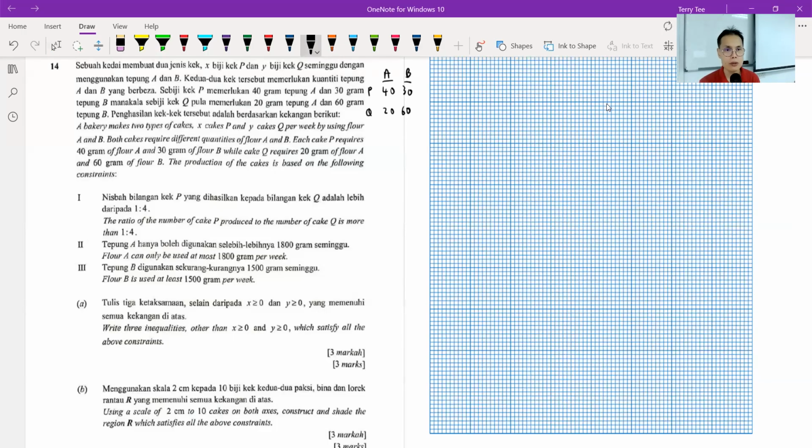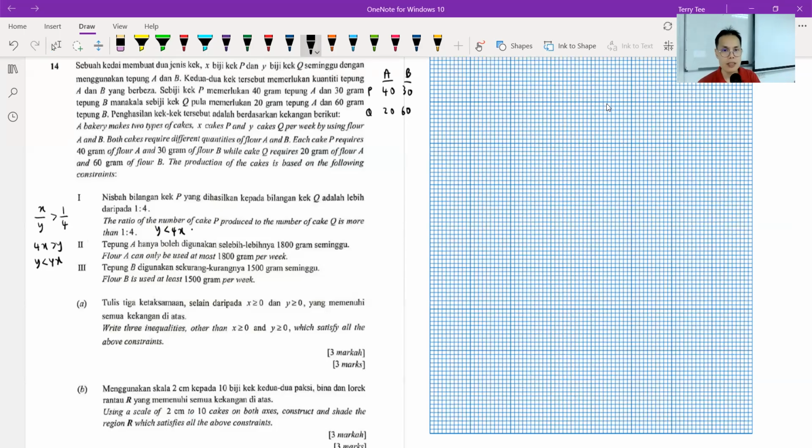So what we can do is write like this. Cake P is x, cake Q is y. Rather than writing in ratio form, write in proportion. Remember, proportion is two equivalent fractions. And this must be more than 1/4. So when we cross multiply, we say 4x is more than y, y is less than 4x. So the first one is y less than 4x.